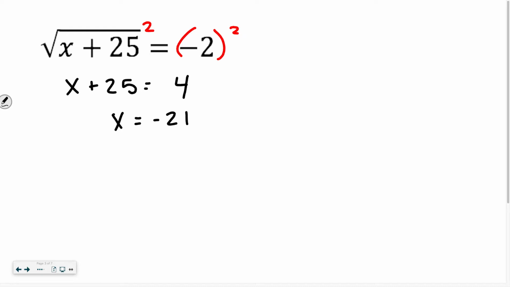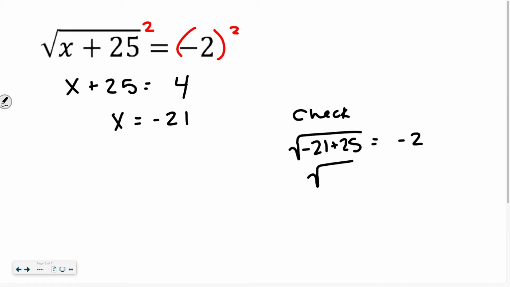Now, how do you know if you're right? You do a quick check, right? So if I put in -21, -21 plus 25, is that equal to -2? Isn't that the square root of 4?